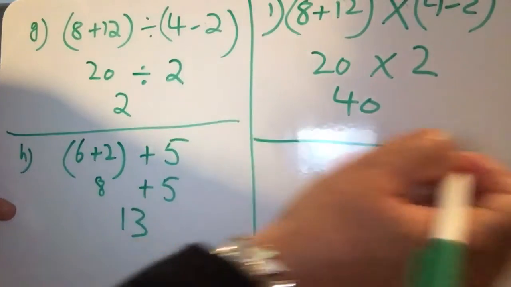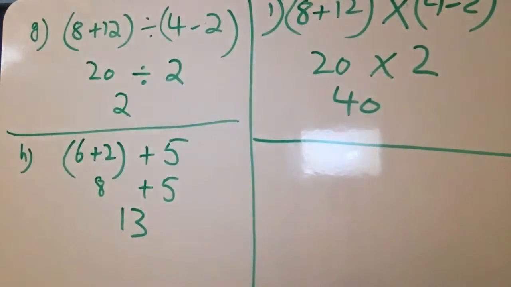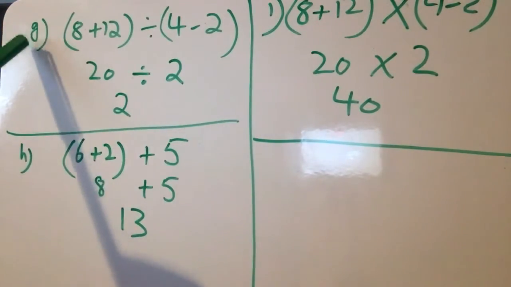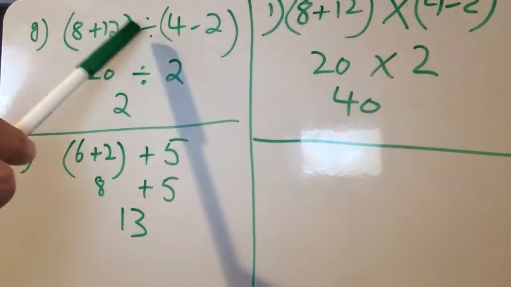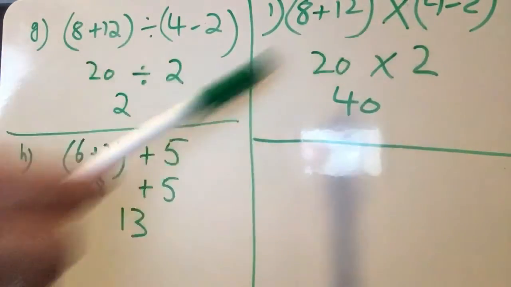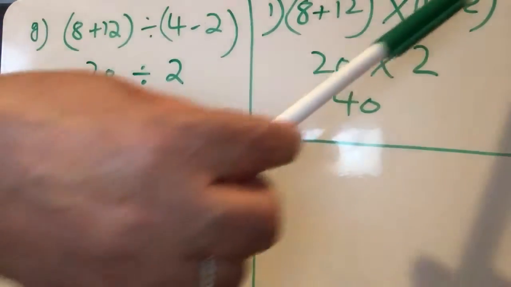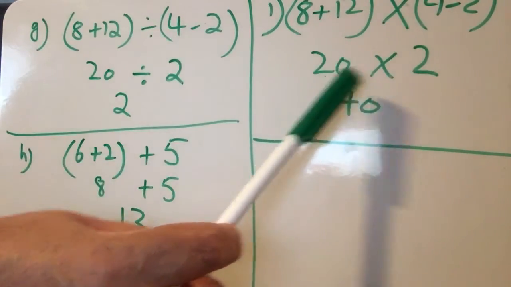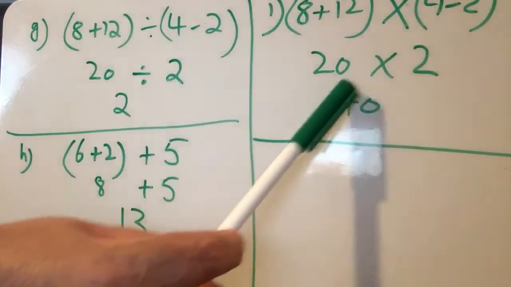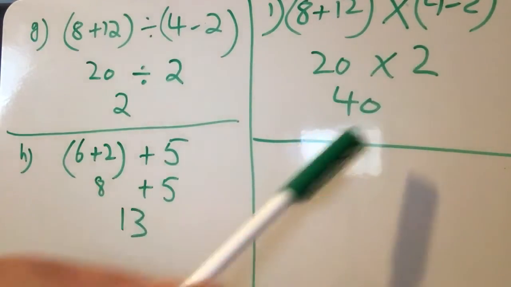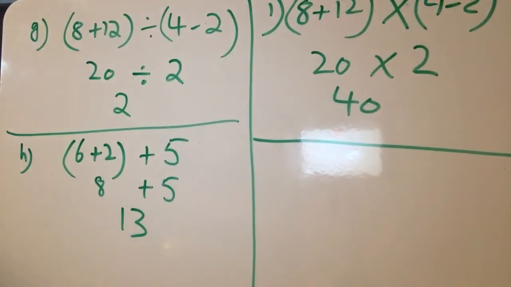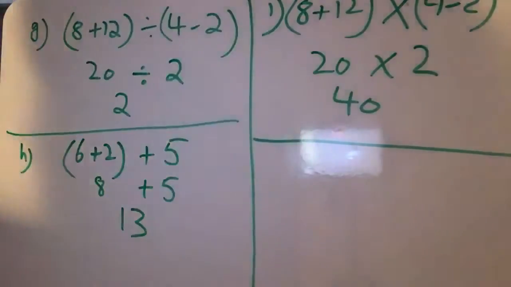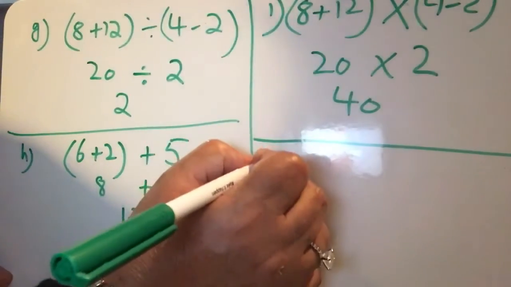So good. It's very similar to the previous question, but instead of dividing we are multiplying these two numbers. So 8 plus 12 is 20. 4 minus 2 is 2. So 20 multiplied by 2 is 40. Good job. Awesome.